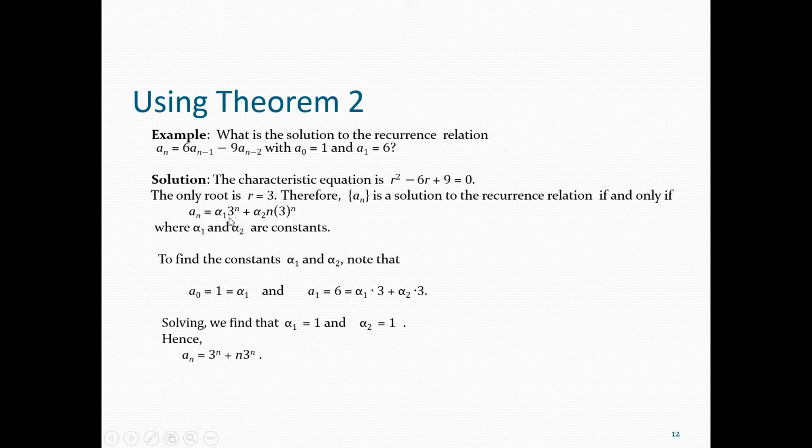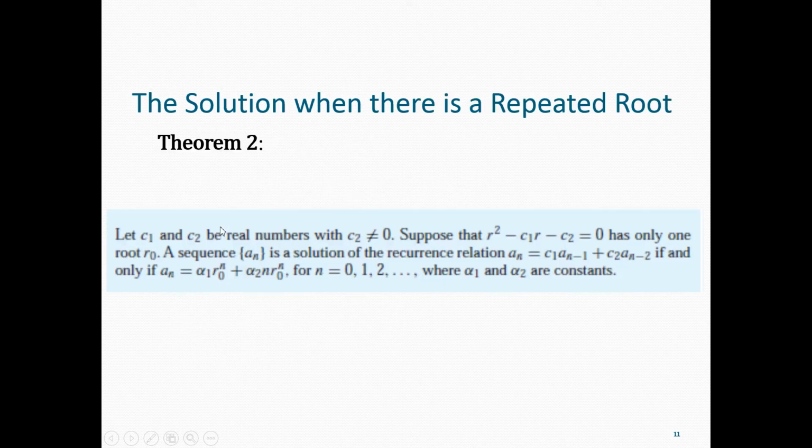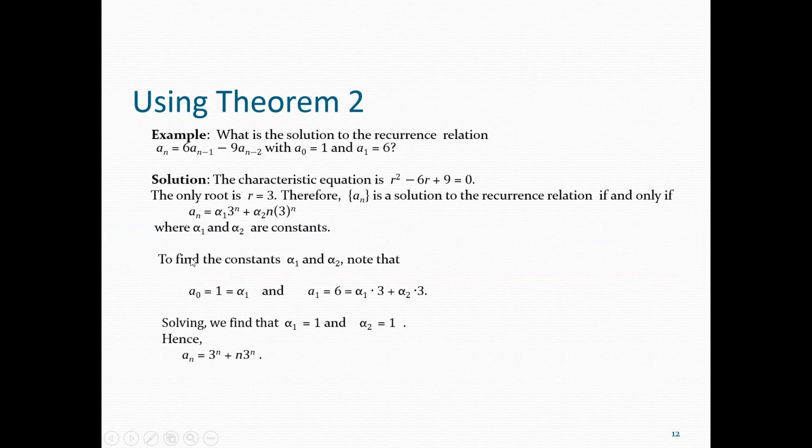So an is equal to alpha 1. According to this theorem, we just learned that an is alpha 1 r naught to the n plus alpha 2 n r naught to the n. Okay, so alpha 1 3 to the power n, because 3 is the value of r, plus alpha 2 n into 3 to the power n. Now alpha 1, alpha 2 are arbitrary constants to be determined, and we can determine them by using these conditions. Since a naught is 1, a naught is 1 means alpha 1 plus alpha 2 is equal to 1. And so this is the first equation.